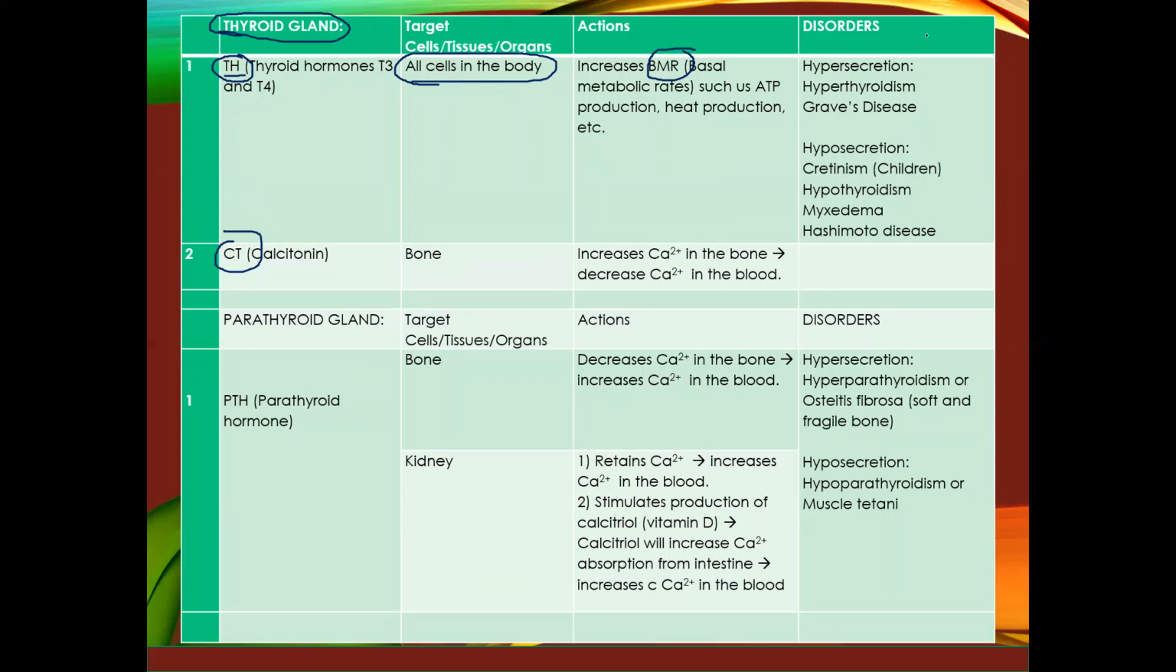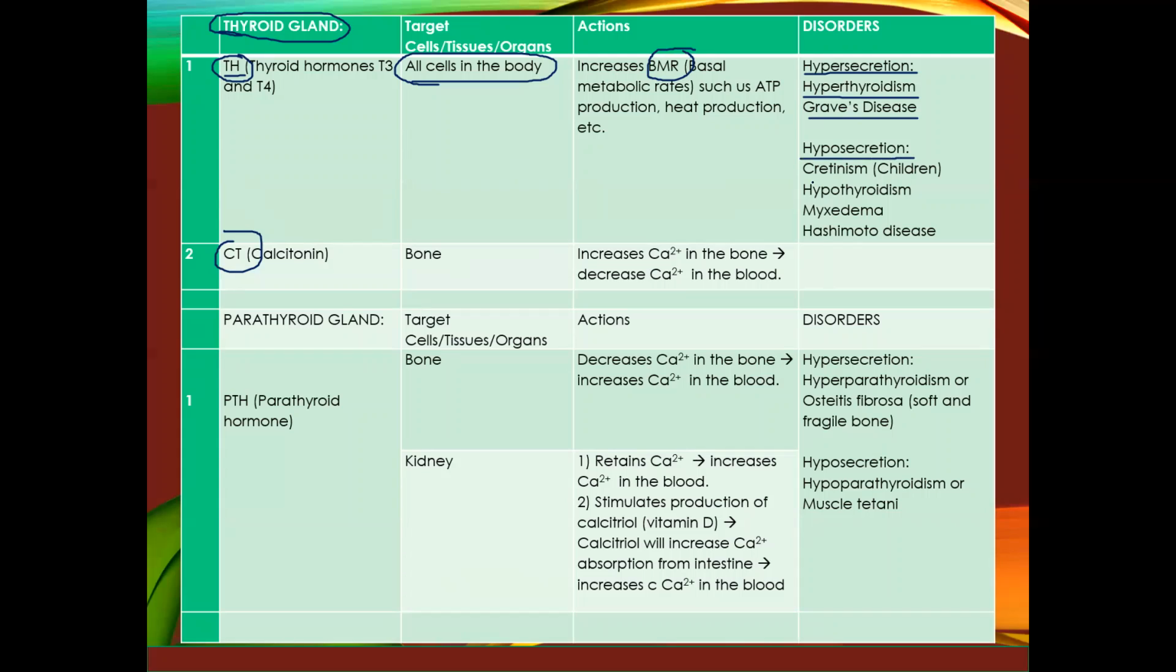Now, what happens if we produce too much thyroid hormone? If it is too much, then there will be a disorder called hyperthyroidism. The individual is usually skinny with the eyes protruded like fish eyes. They are also sensitive to heat. Another disorder is called Graves' disease. This is hypersecretion of thyroid hormone. What happens if the production is too little, hyposecretion?